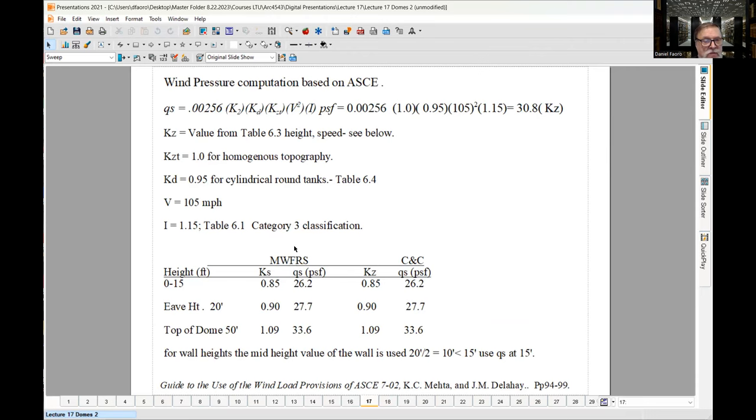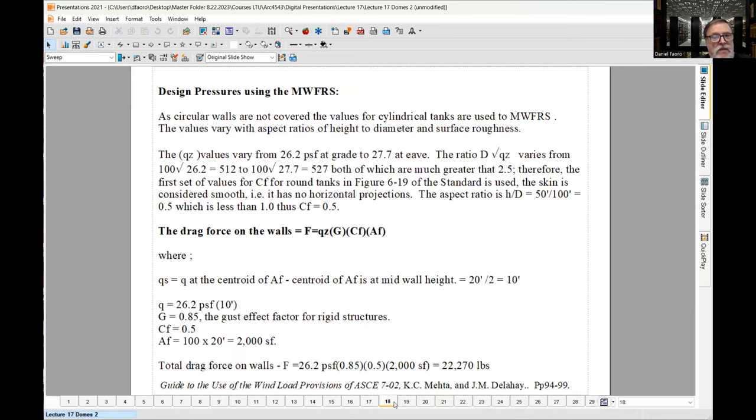So our standard mean wind force system would be over here. And this would be our value for a PSF pressure, 26.2 from 0 to 15 feet. At the eave height of 20 feet, it's shifting to 27.7. But as we go to the 20 to 50 feet at the top, we're moving up with these parameters to 33.6 PSF. The mid-height of the wall is used for wall pressure, 20 feet over 2, or 10 feet. And plugging in our values, figuring out our pressures across here.